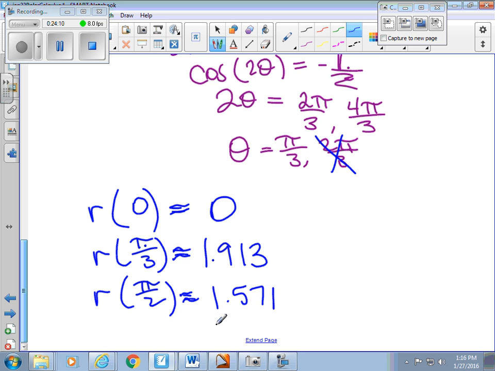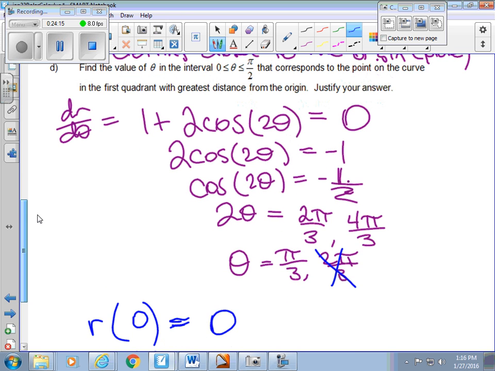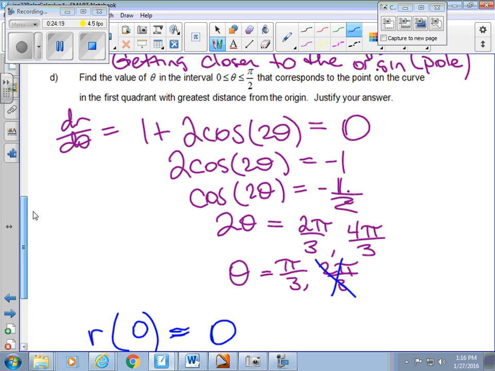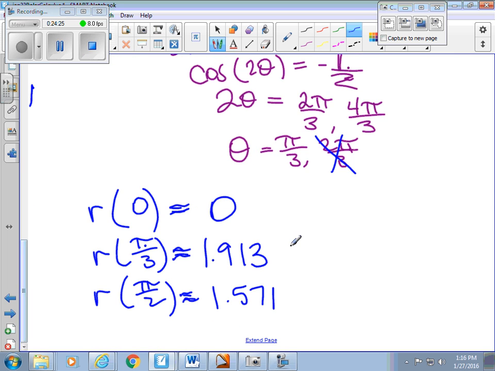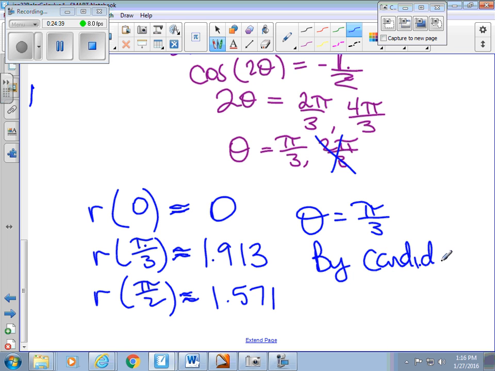And let's go read the question on the AP. Always go back. Find the value of theta that corresponds to the point on the curve in the first quadrant with the greatest distance from the origin. So theta is pi over 3. What's my justification? By candidates test. Do I have all the work to back that up?